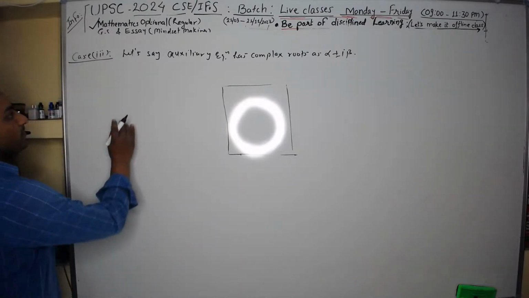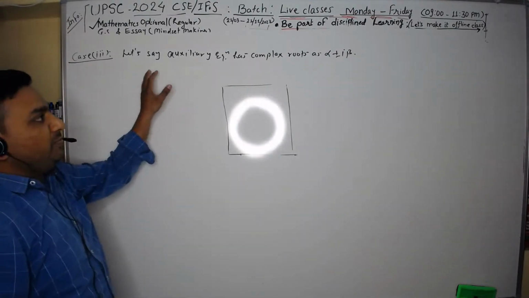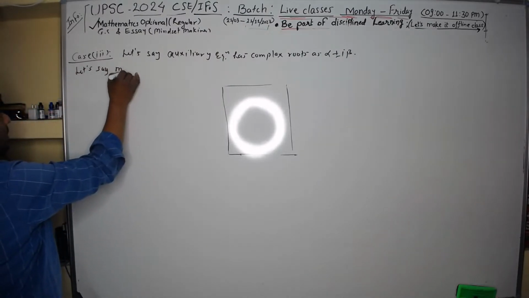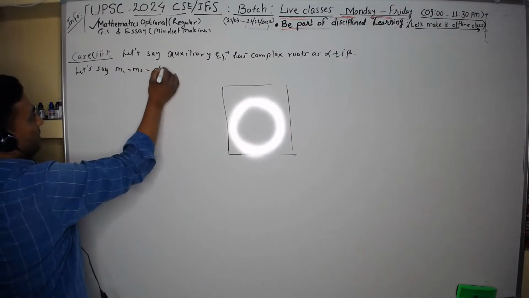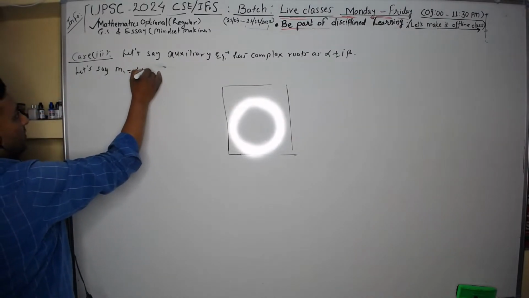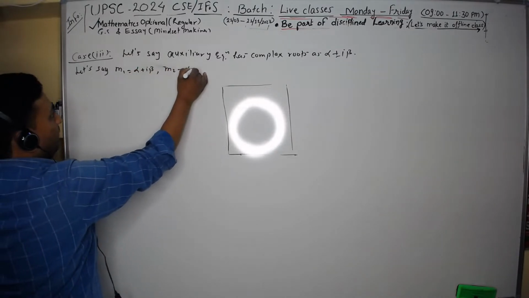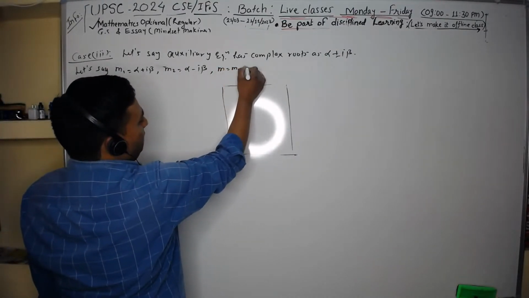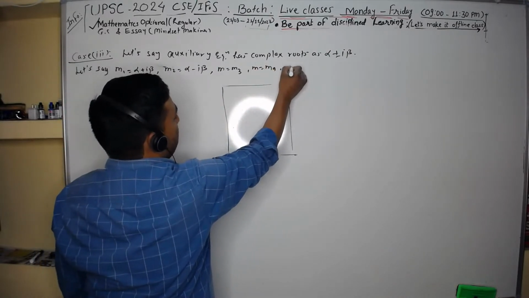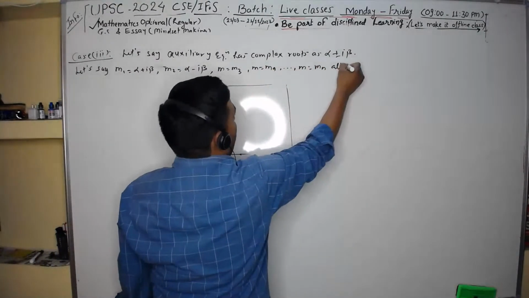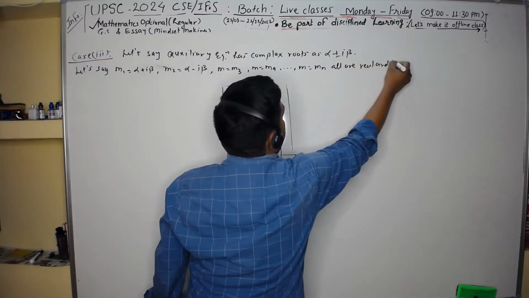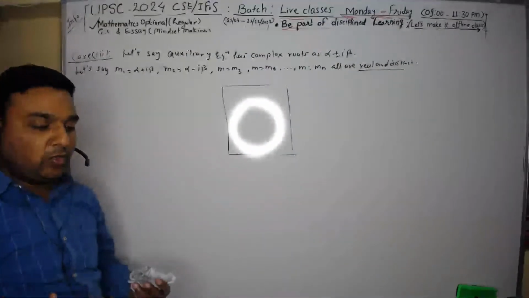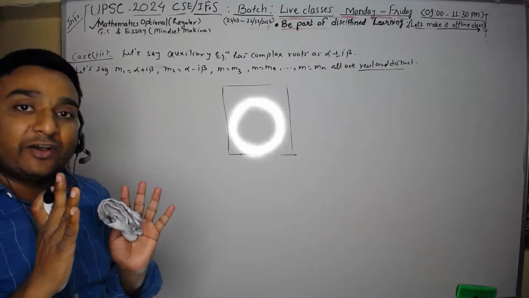Done. Okay. The equation may have, let's say, m1 equals alpha plus iota beta, m2 equals alpha minus iota beta, and the remaining roots are m3, m4, ..., mn, all are real and distinct. Fair, dear? Now I am interested in knowing what will be the complementary function.